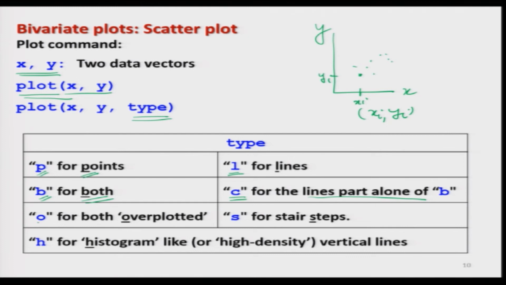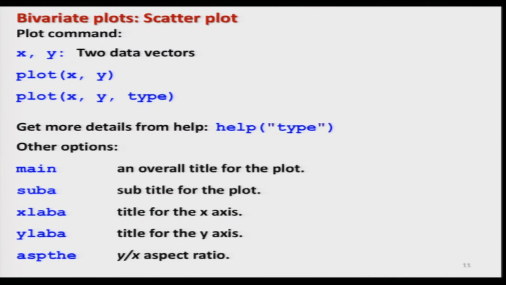If you use type equal to o, then both points and lines are overplotted. If you use type equal to s, then you will have a graphic in the form of stair steps. And if you use type equal to h, then the graphic is in the form of a histogram, or like high-density vertical lines. So let me take a simple example and show you.